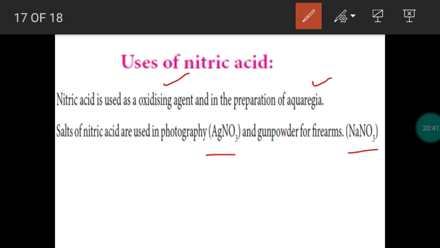Silver nitrate is used in photography and sodium nitrate is used as gunpowder for firearms. So in military weapons we use sodium nitrate as gunpowder. Okay, so these two are the uses of nitric acid.